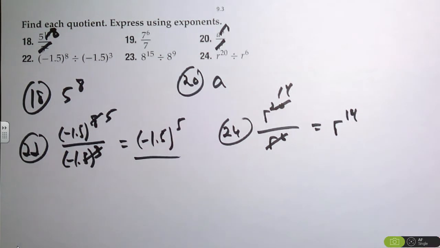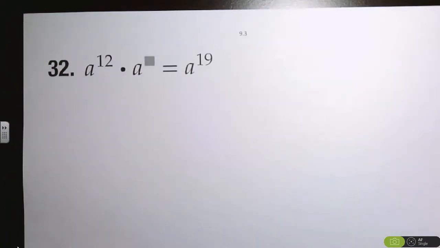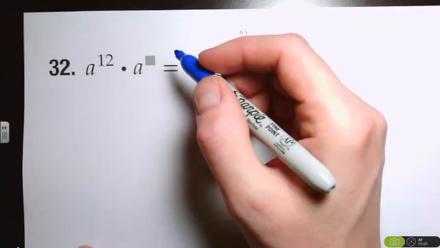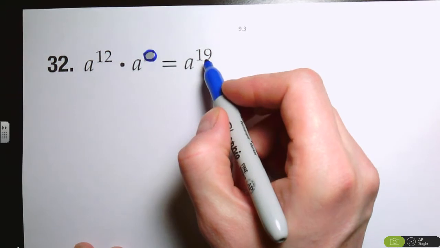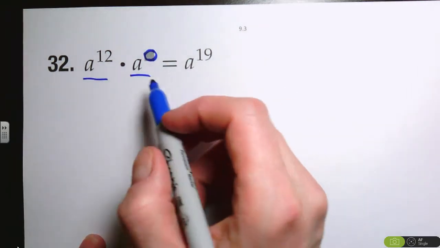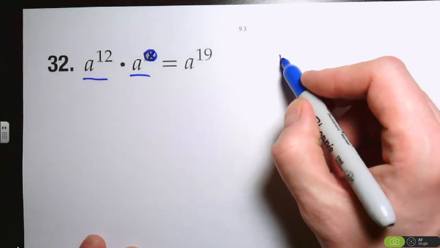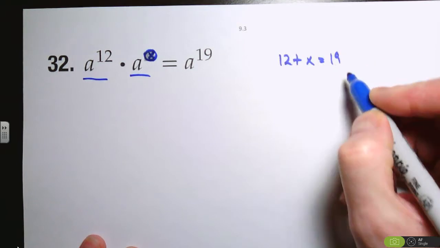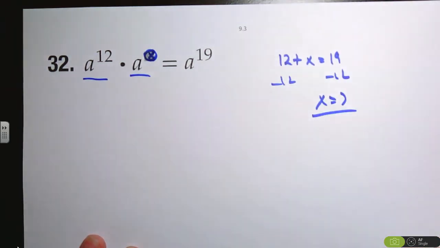Okay. All right then. Next, number 32. The question is, what would have to be in this little box up here in order for me to get a to the 19th? Well, the rule says to add the exponents. So you could do algebra, you call this guy x and say, okay, well, 12 plus x equals 19. And then subtract 12. x is 7.